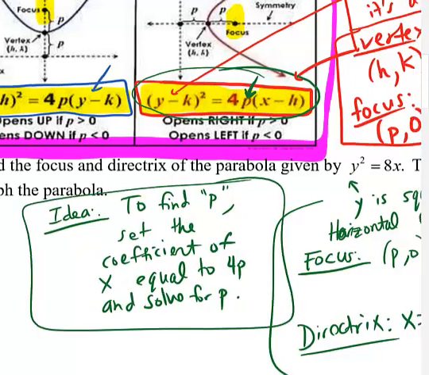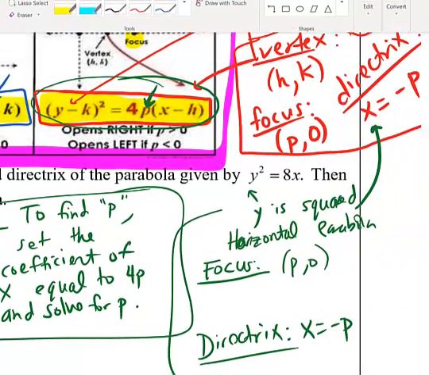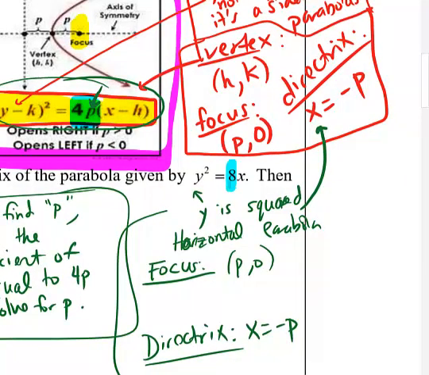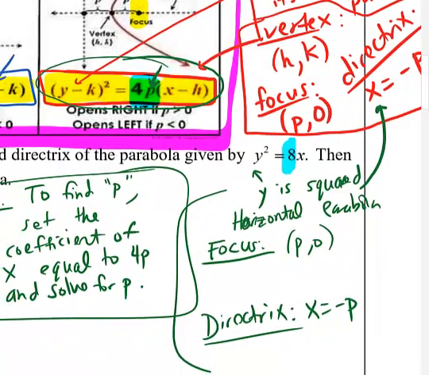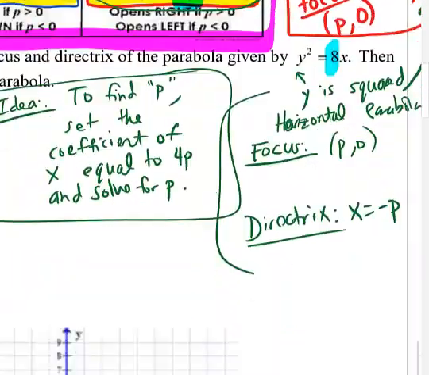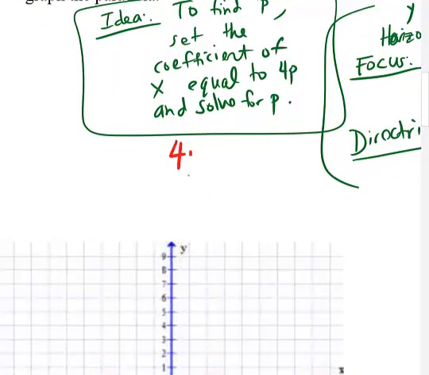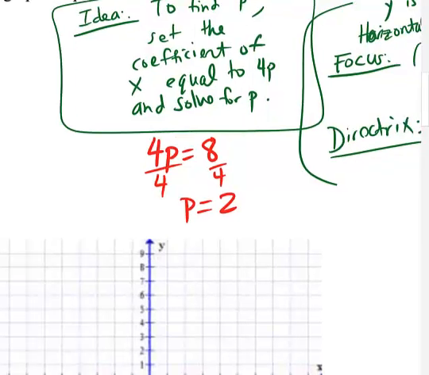And the reason that works is because, I'm going to get a different color just to show, the coefficient of x in this general equation should be 4p, but on the other hand, the coefficient of x here is 8. So those should be equal since they represent the same equation. So I should be able to say that 4p equals 8, and then I'll solve for p. And I think you can kind of see what's going to happen. If I divide both sides by 4, p equals 2.